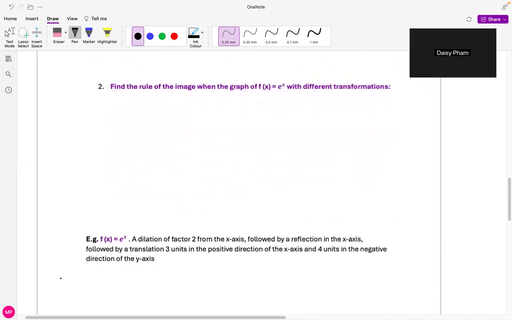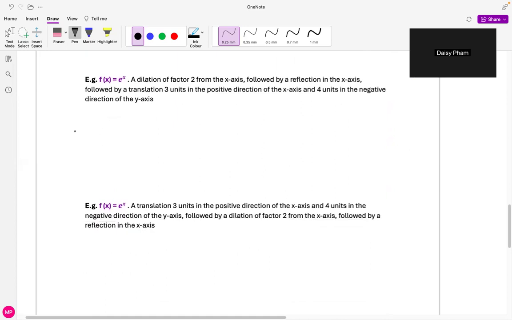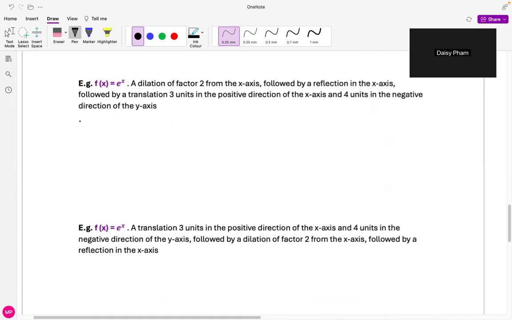All right. Now, how do we find the rule of the image with different transformations? Now, I do have two examples here. A dilation from the x-axis. So they give you the original, a to the power of x, right? Dilation by 2 from the x-axis. Let's start with f of x first. And you can forget what the equation is. We worry about that later, okay? Dilation by 2 from the x-axis. This means it's affecting the y value by putting the 2 outside. So it will be 2 f of x.